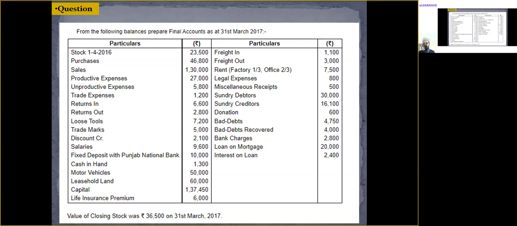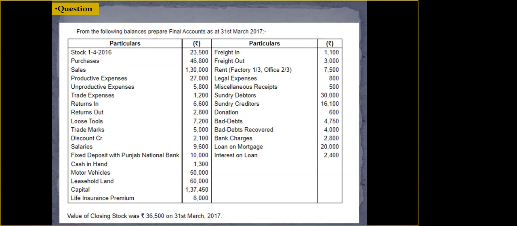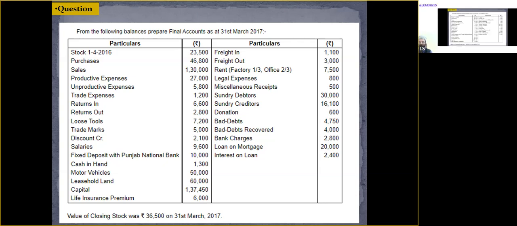Is that clear, Alexander, Hamad, Steve? Yes, sir. All right. So please write down trademarks in the balance sheet, asset side, 5,000. Then tell me, discount credit.